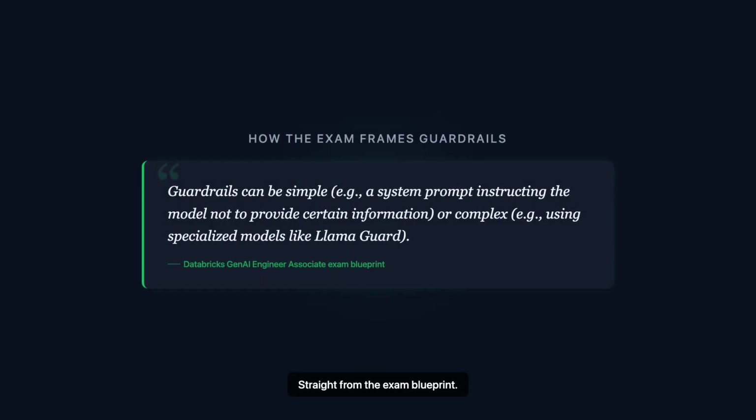Straight from the exam blueprint. Guardrails can be simple, like a system prompt instructing the model not to provide certain information, or complex, like using specialized models such as Llama Guard. Notice the framing. It's a spectrum, and the right answer depends on the failure mode and the enforcement intensity. The key is recognizing both ends of the spectrum and picking the layer that matches the failure mode and enforcement requirement.